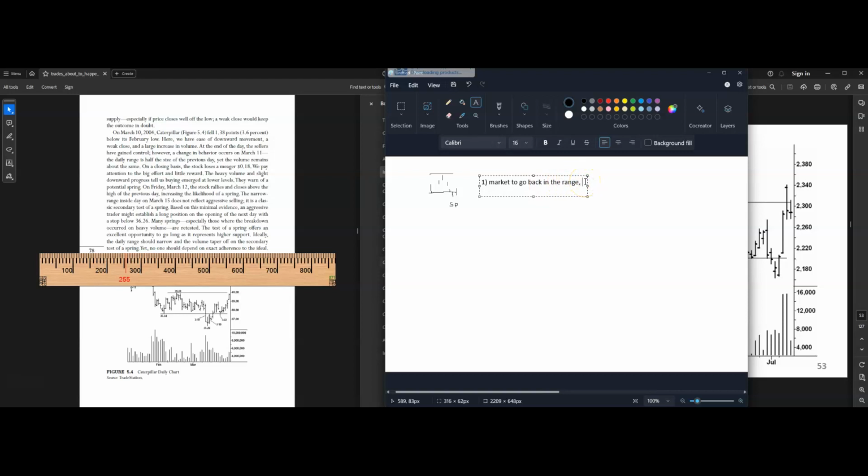Back in the range means above the support level that was broken by the spring. And two, price has to take out the high of the spring. You gotta take out the high. It has to take it out, meaning make a higher high into the range. All right, so these are the conditions to look for. Where's the stop? Obviously, when you get in, it's below the spring. All right.